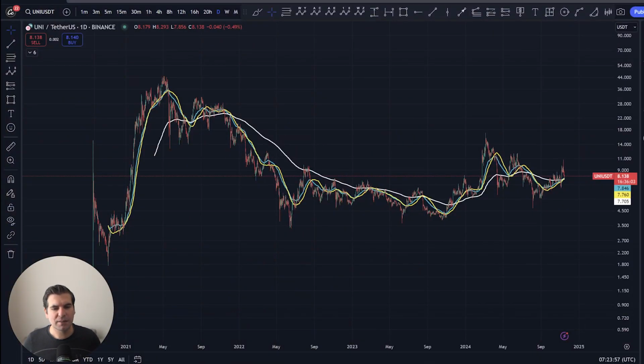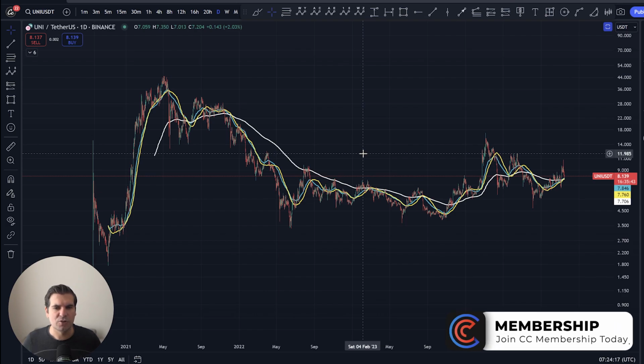Okay, guys, so we're going to kick things off by jumping down onto Uni paired up with USDT. We are on the 1-day Binance chart. Now, in order for us to be predictive over where we think the price action could go, we're going to have to use a couple of tools to help us understand the sentiment that's behind the price action and try to be predictive.